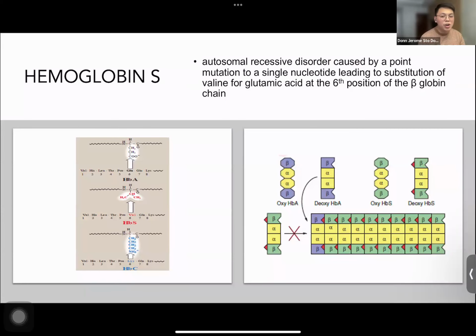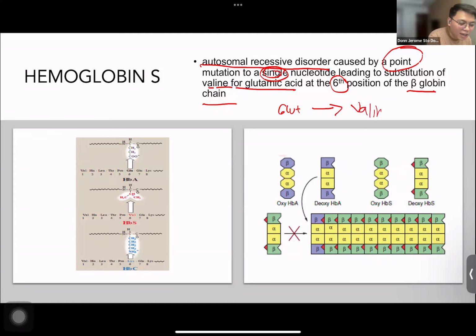Okay? So first is your hemoglobin S or sickle cell disease. This is an autosomal recessive disorder caused by a point mutation on a single nucleotide leading to substitution of valine for glutamic acid at position 6 of the beta globin chain. Dok, ang dami namang information dun sa isang sentence na yon. It only tells us that there is a change in amino acid from the original glutamic acid to valine. Okay? So it's an amino acid substitution.